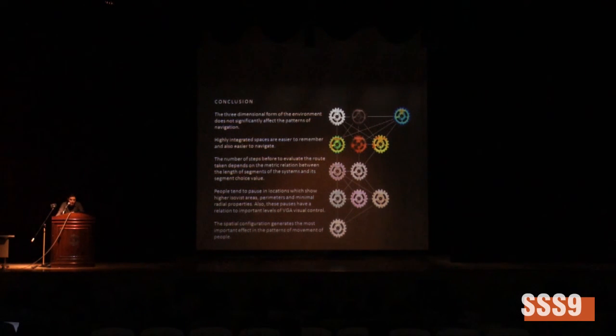People tend to pause in locations which show higher isovist areas, perimeters, and minimal radial properties. Also, these pauses have a relation to important levels of VGA visual controls, and finally, the spatial configuration generates the most important effect in patterns of navigation of people. Thank you very much.